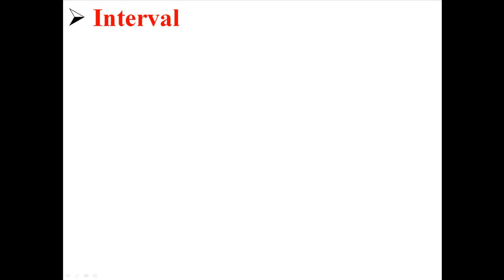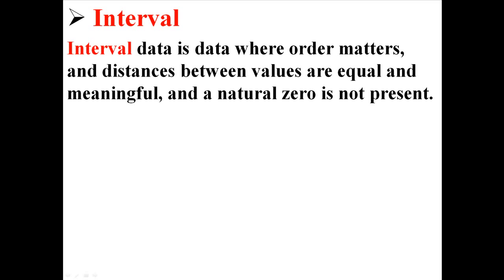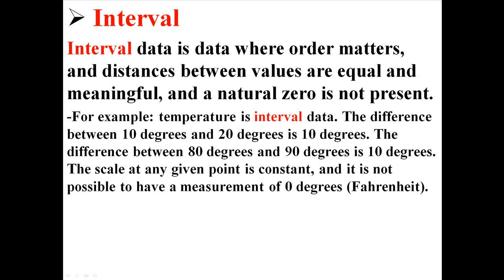And then that brings us to interval. Interval data is data where order matters, and the distances between values are equal and meaningful, but there is no natural zero. So let me show you. For example, temperature is interval data. The distance between 10 degrees and 20 degrees is 10 degrees. The distance between 80 degrees and 90 degrees is 10 degrees. The scale at any given point is constant, but it's also not possible to have a measurement of 0 degrees Fahrenheit.